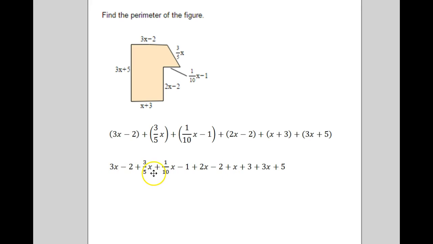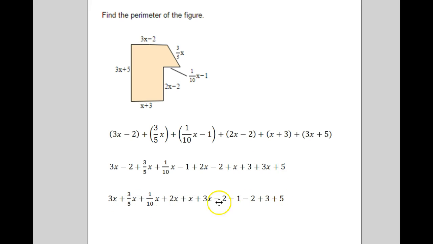And then I'm going to regroup. Meaning by that, I'm going to group the x's together and then the constants together. So when I do that, I'm going to get the 3x, the 3/5 x, the 1/10 x, the 2x, the x, and the 3x, and then all the numbers get grouped together. The -2, the -1, the -2 again, a +3, and a +5.